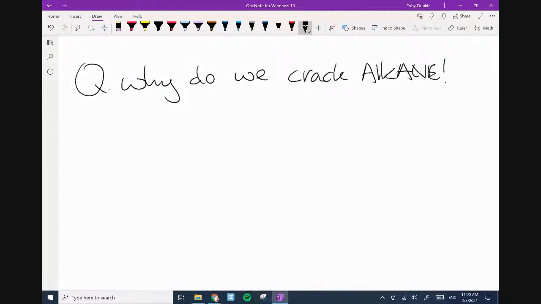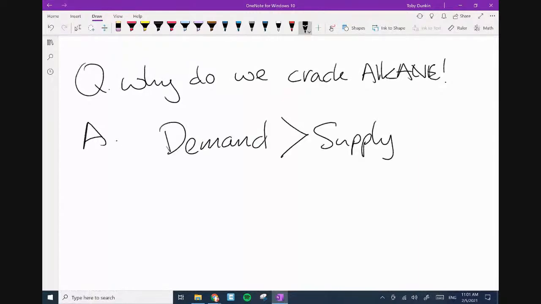Of what? Of which ones? There's one more mark here you're missing. I think they would definitely take it. Of short chains. Yeah, short chain fuels. The demand exceeds the supply of short chain alkanes, brackets, petrol.